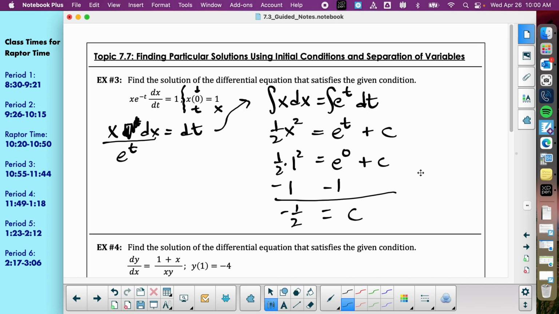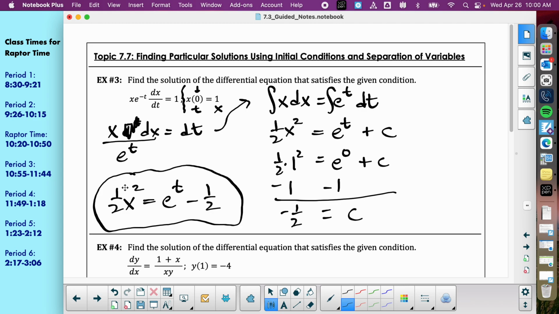Okay, so then once you figure out c, this asked us to find a particular, actually it didn't even use the word particular, but it should have. The particular solution would be this, where you put negative half in place of c.